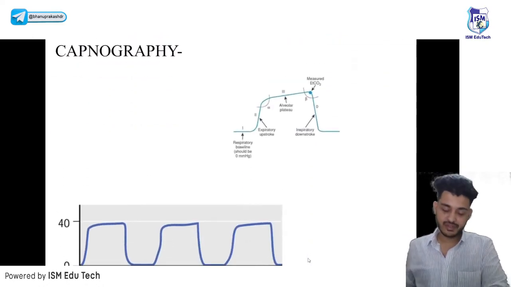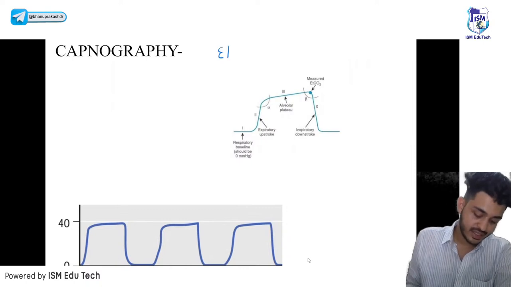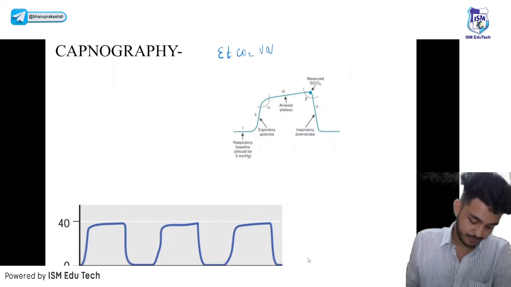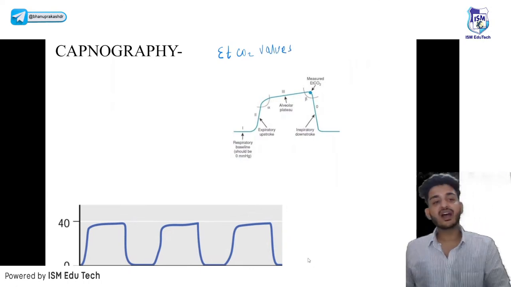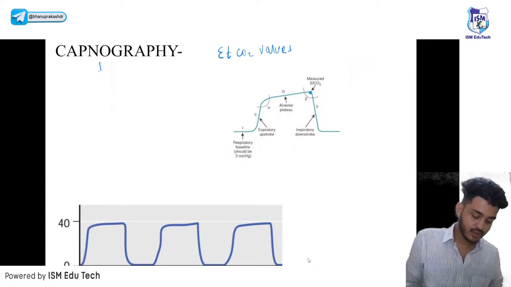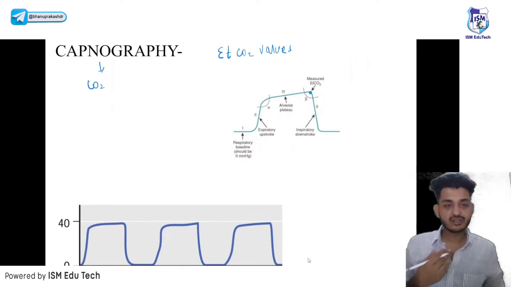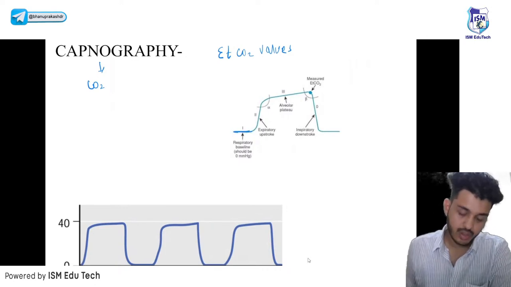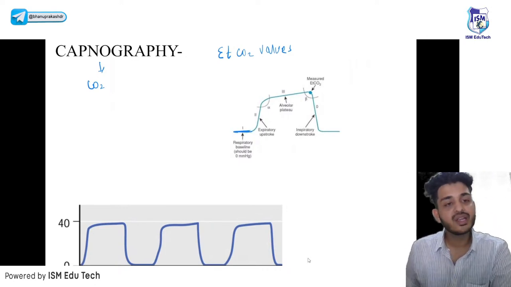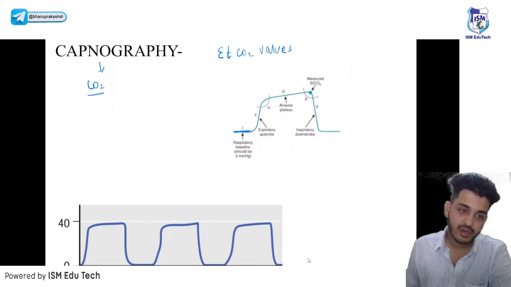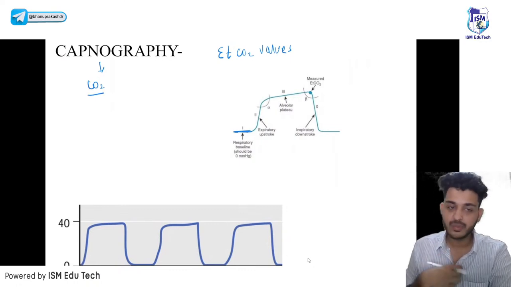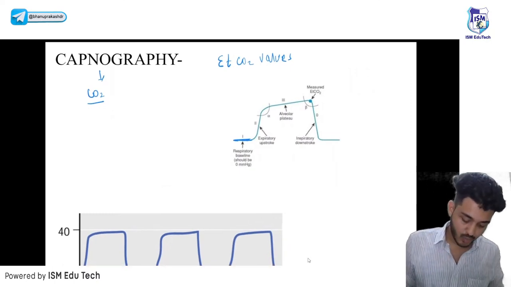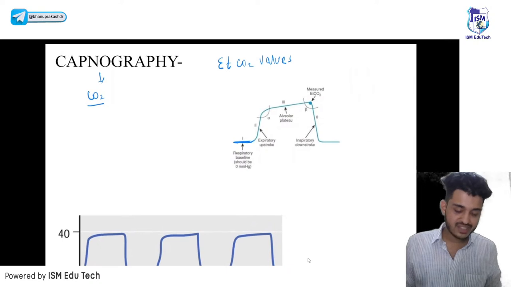In capnography it is the CO2. What do we see? We will see the end-tidal CO2 values. What is the study of capnography? CO2 is coming out from your lungs. We are measuring the levels of CO2. There will be metabolism in the body, and out of that metabolism, CO2 will be generated. That CO2 comes out from your ET tube. We are attaching the circuit, we are attaching the monitors, and in the monitor we will see this kind of graph.